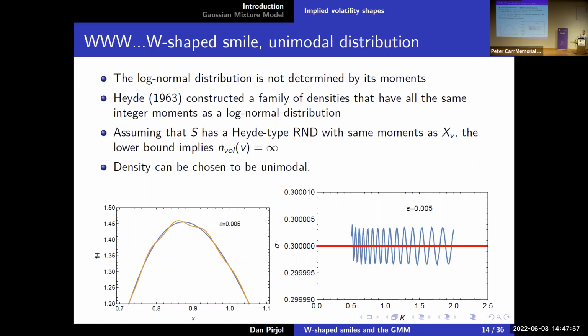Of course, a very unrealistic smile, we'll never see that in the markets, but it just goes to show that the modality of the risk-neutral distribution is a poor indicator. It's not an indicator of the shape of the smile. You can have a nice unimodal risk-neutral distribution, but the smile can cross infinitely many times a level.